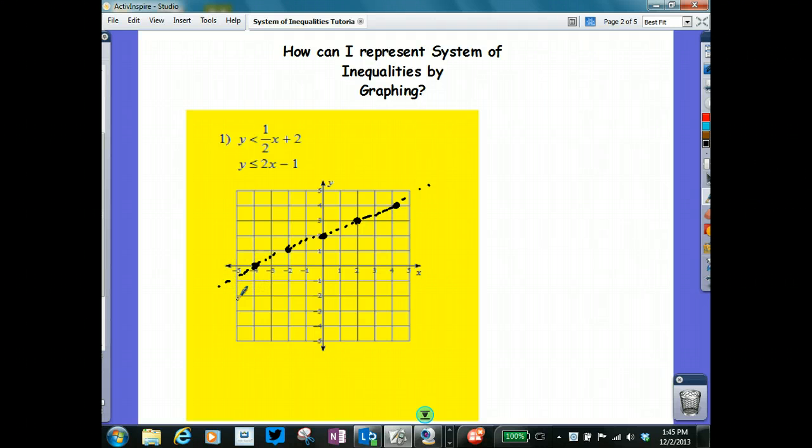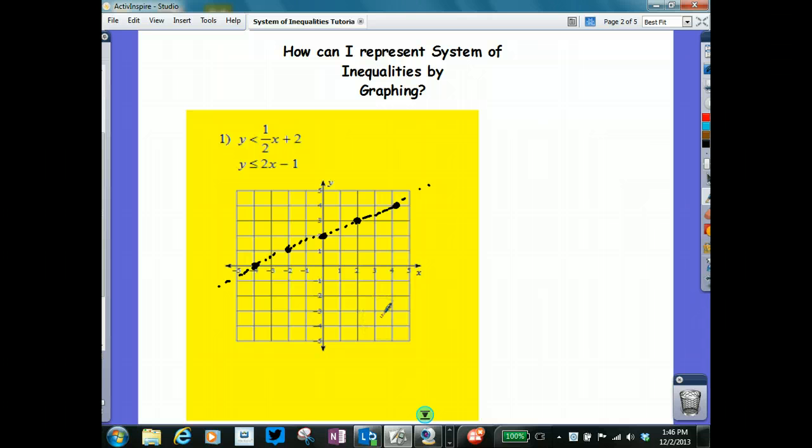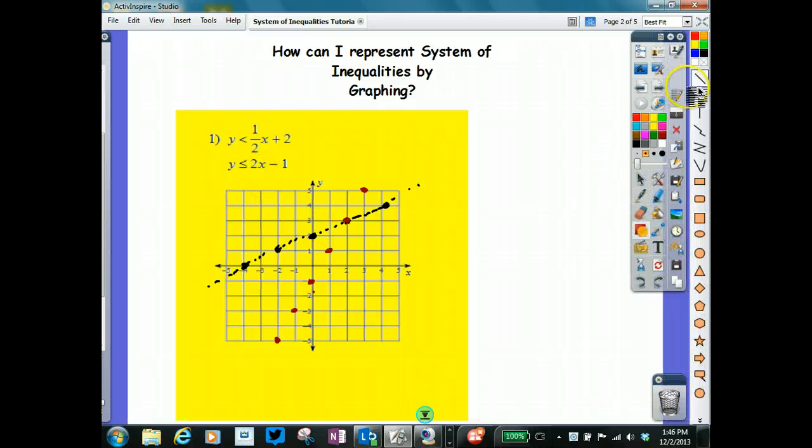Now, for the second one, I'm going to change colors. It's already in slope-intercept form, so I just want to go ahead and graph it. My y-intercept is going to be -1. I'm going to mark that, start there, and go up 2 over 1, up 2 over 1. Same thing going down. From there I can make my line, and on this one, because it has an equal sign under it, I can make it solid and somewhat neat.